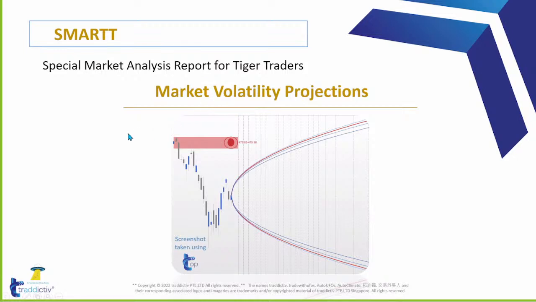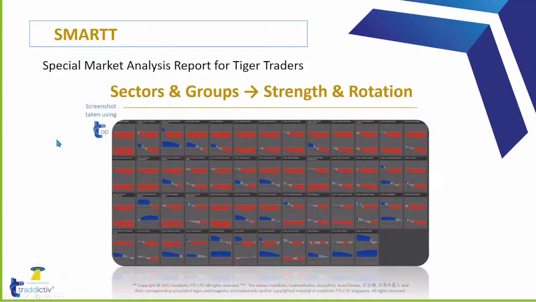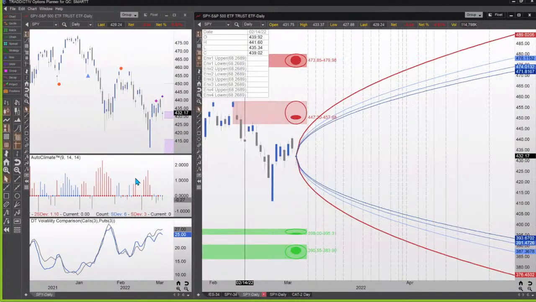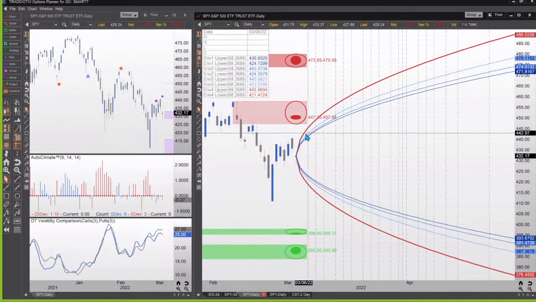Market volatility projections. This and the groups and the sectors are the last two pieces of analysis I want to do. So again, options are quite pricey these days. When you look at projections, you can see how the red line is beyond the blue lines. So from now until, sorry, not Friday, right here.